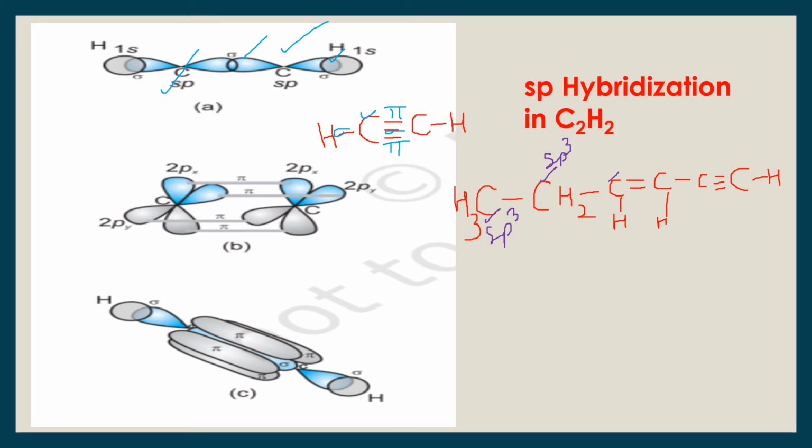This has a double bond. So 1 sigma here, 1 sigma here, and 1 sigma here. 3 sigma. So it is sp2. The next carbon also is involved in a double bond. It has to be sp2 like the previous one. This carbon is involved in a triple bond. It has to be sp. And this carbon is also involved in a triple bond, so it has to be sp. This is the technique.